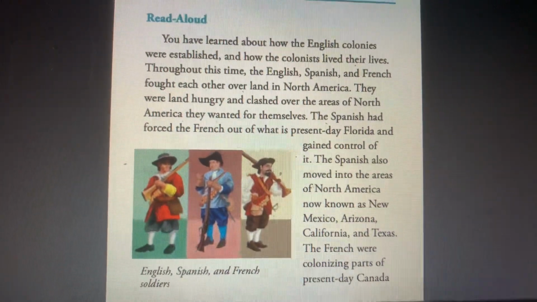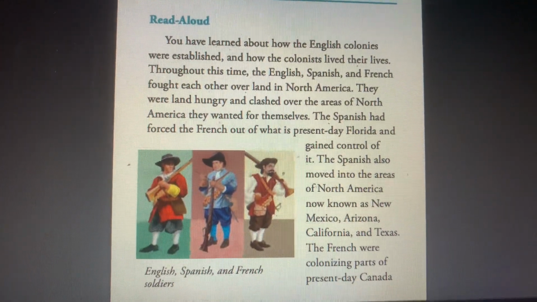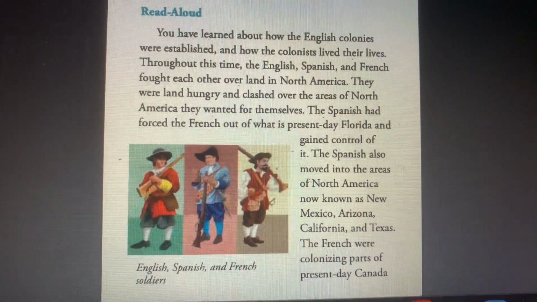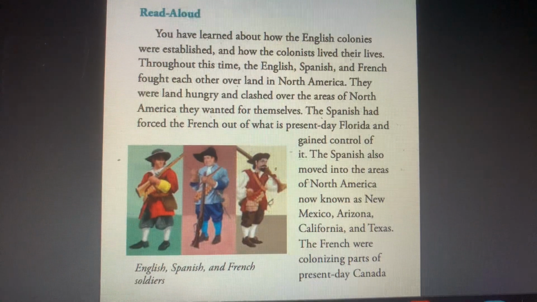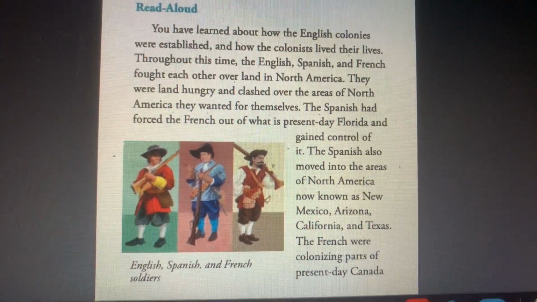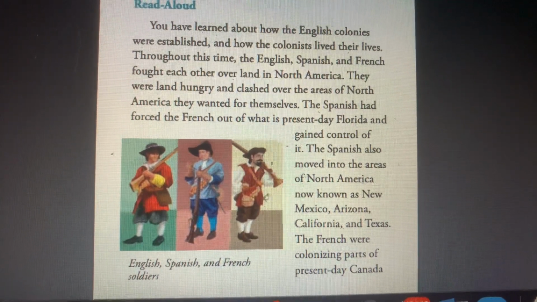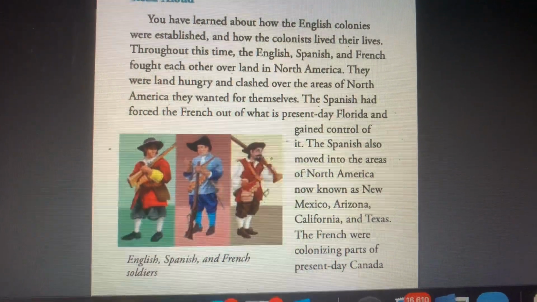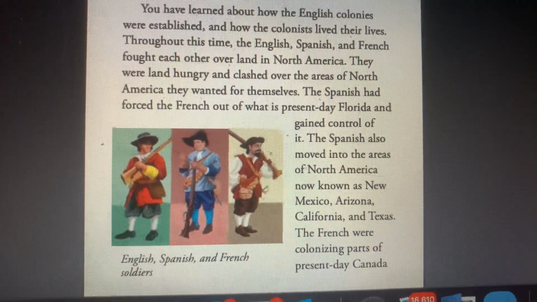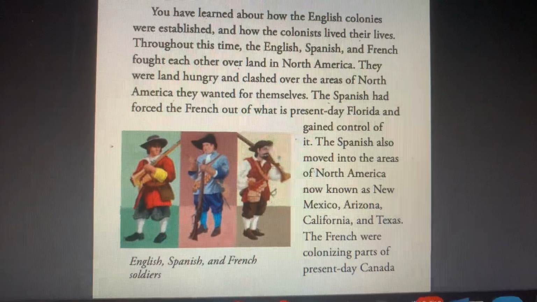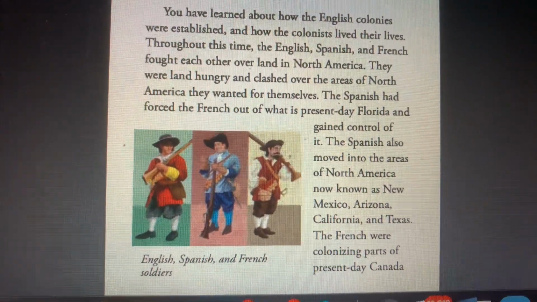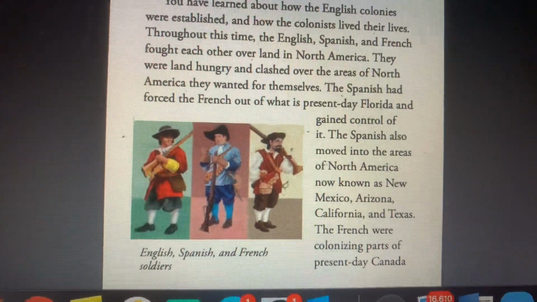You have learned about how the English colonies were established and how the colonists lived their lives. Throughout this time, the English, Spanish, and French fought each other over land in North America. They were land hungry and clashed over the areas of North America they wanted for themselves. The Spanish had forced the French out of what is present-day Florida and gained control of it. The Spanish also moved into the areas of North America now known as New Mexico, Arizona, California, and Texas. The French were colonizing parts of present-day Canada.